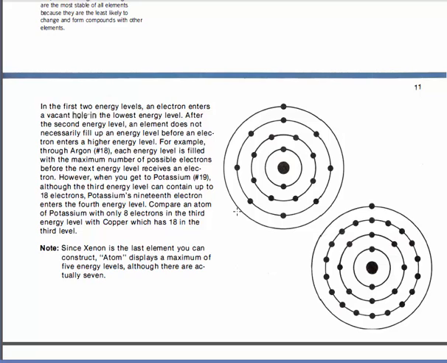In the first 2 energy levels, an electron enters a vacant hole in the lowest energy level. After the second energy level, an element does not necessarily fill up the energy level before an electron enters a higher energy level. For example, through argon number 18, each energy level is filled with the maximum number of possible electrons before the next energy level receives an electron. However, when you get to potassium number 19, although the third energy level can contain up to 18 electrons, potassium's 19th electron enters the fourth energy level. Compare an atom of potassium with only 8 electrons in the third energy level with copper, which has 18 in the third level.